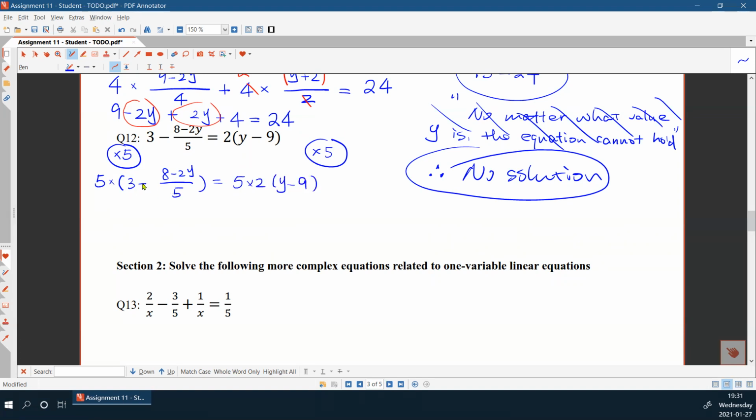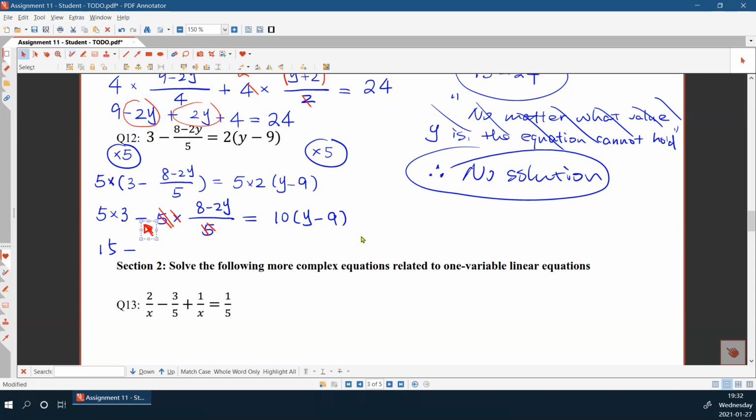Okay, so next step is where you can easily make a mistake, okay? By the distributive law, we have 5 times 3, right? Minus 5 times 8 minus 2y over 5, right? This is the distributive law. And right-hand side, we have 10 times y minus 9, right? Okay, next, 3 by 5 is 15. And the 5 cancels with each other. But remember here, we have a negative sign.